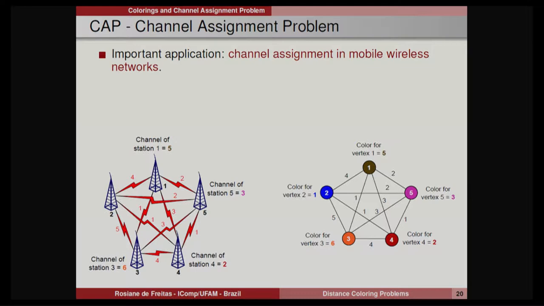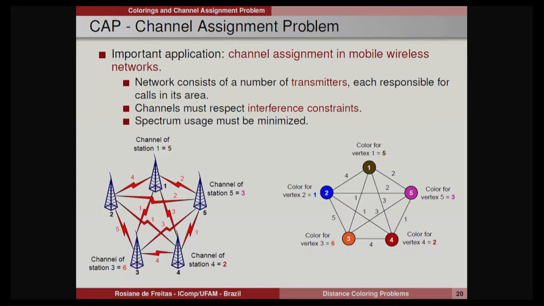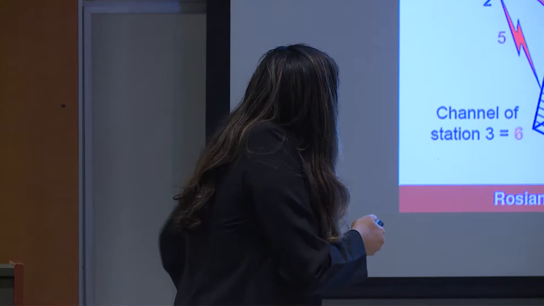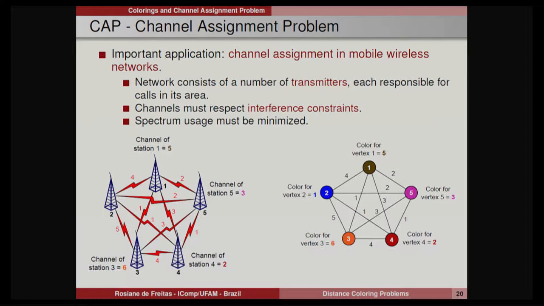In the channel assignment problem in telecommunications, in mobile wireless networks, we have a set of transmitters or antennas and a demand of calls. And we want to assign channels to this demand. And we have, without loss of generality, a kind of technological or geographical distance to respect. So we can map it to a graph where the antennas are the vertices and the distances are the weighted edges. And so we want to attend this demand, one call. And here is a possible solution.